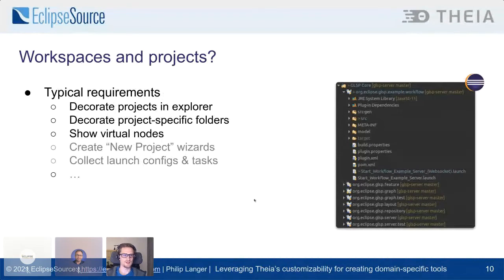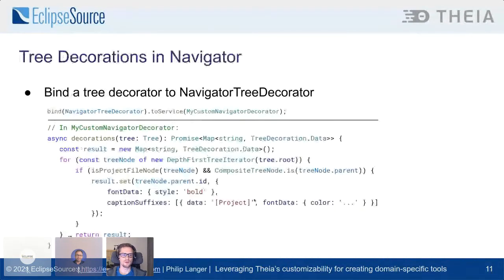This can be done pretty easily in Theia as well by, again, using one of the contribution points. In this case, we get the contribution point navigator tree decorator, and we add our custom decorator to it. And essentially all those registered decorators are then invoked one after the other, and each one can add their decoration. So that's nothing super special. Essentially, you then walk through the tree, and then you can ask if something is a project file node, then we want to add additional decorations like font data and caption suffixes, font color, and stuff like that. We just return it, and that's basically what's needed.